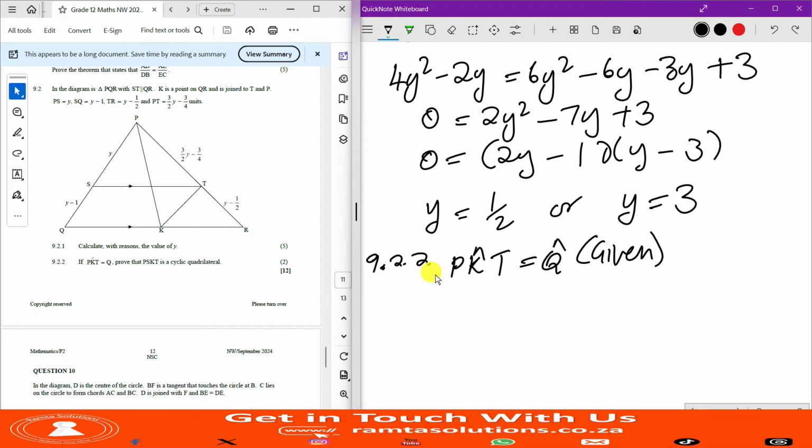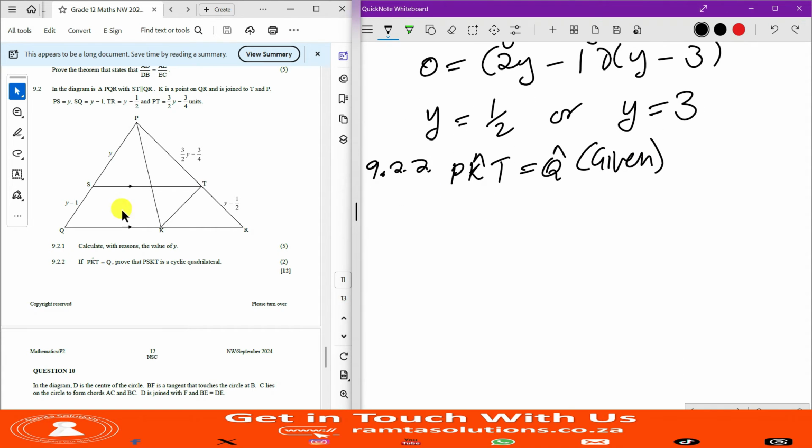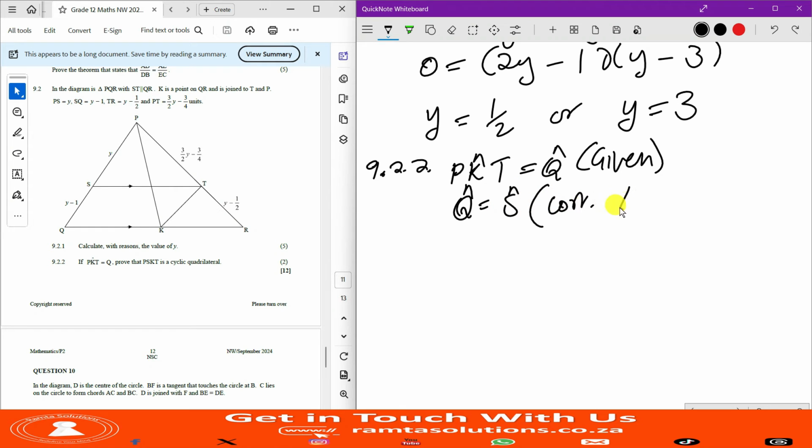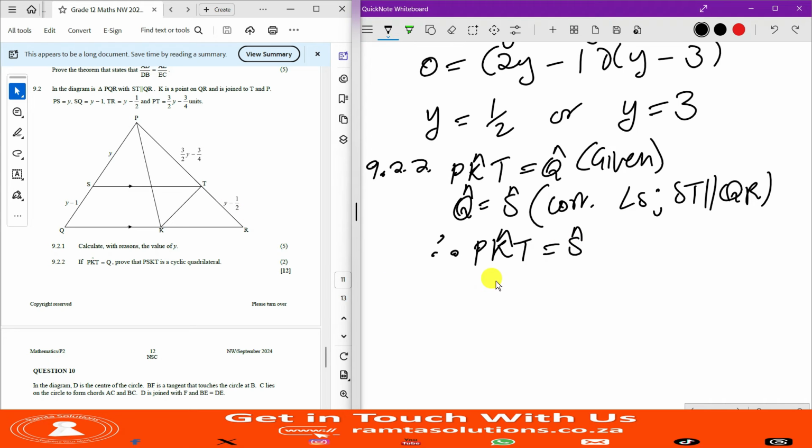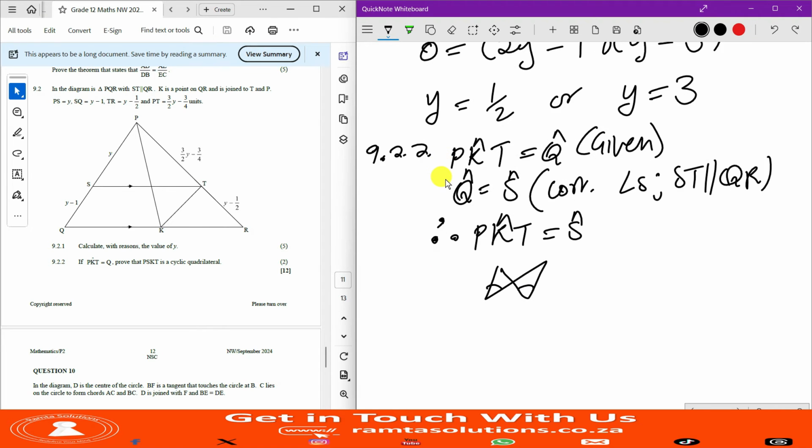But I know for a fact that if these lines are parallel, angle Q is equal to angle S. Why? These are corresponding angles because ST is parallel to QR. Therefore, angle PKT is equal to angle S. Oh, I do see something here. They are like this. Do you guys see them? And if they are like this, I am seeing angles on same segment.